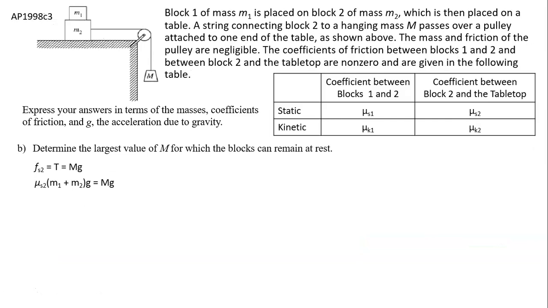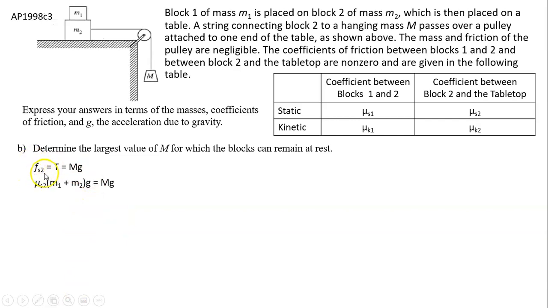Let's take a look at part 2. Determine the largest value of M for which the blocks can remain at rest. This is the crucial value. The largest value is when Mg has to be equal to the maximum static friction on M2. So the two have to be the same. That's the largest possible value.